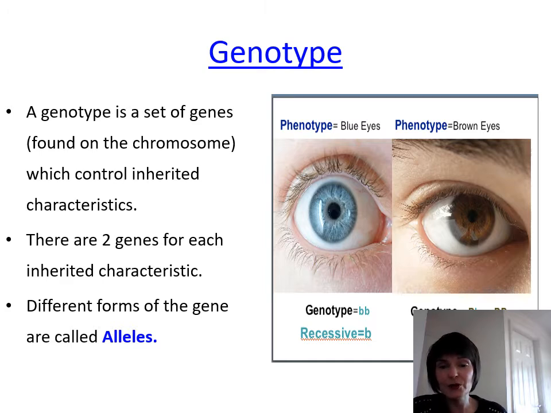Now you're probably wondering, why is the genotype for blue eyes, why do we have two letters? Well, bear in mind you're going to get a letter from the female and one from the male. So you're getting one from each parent, which then come together to give you your genotype. Okay, so genotype is letters.